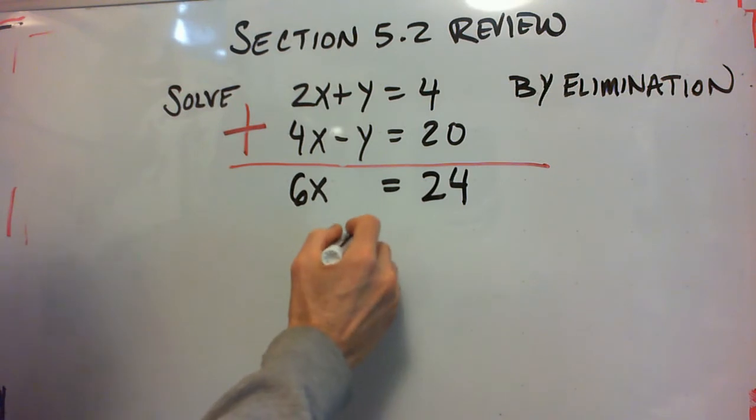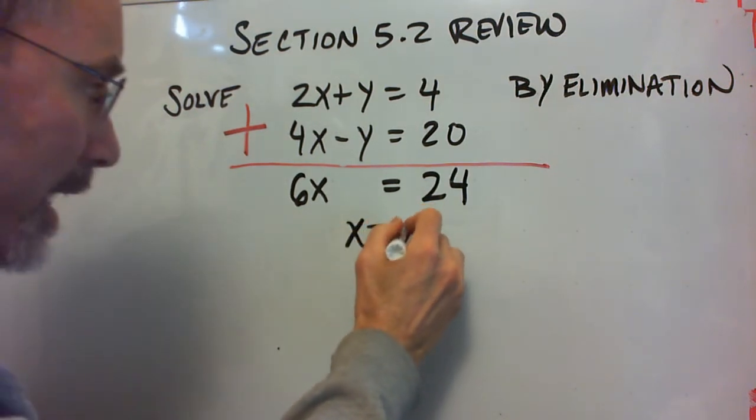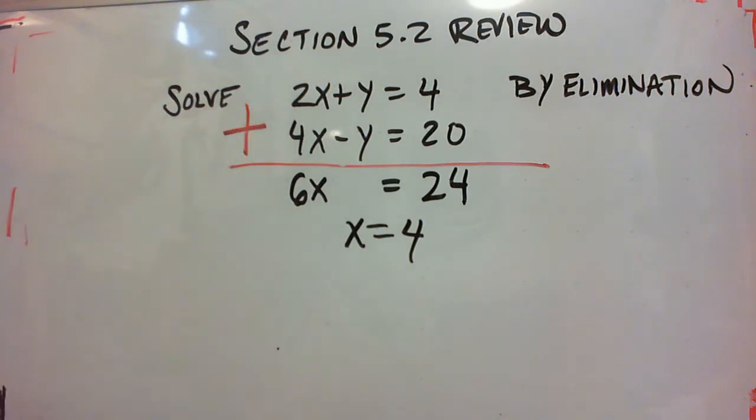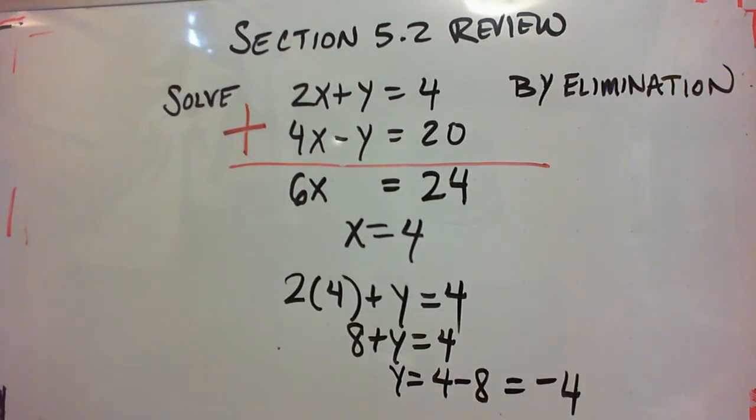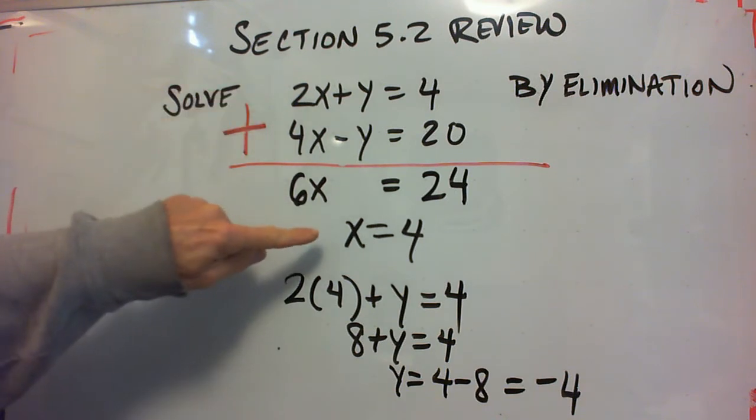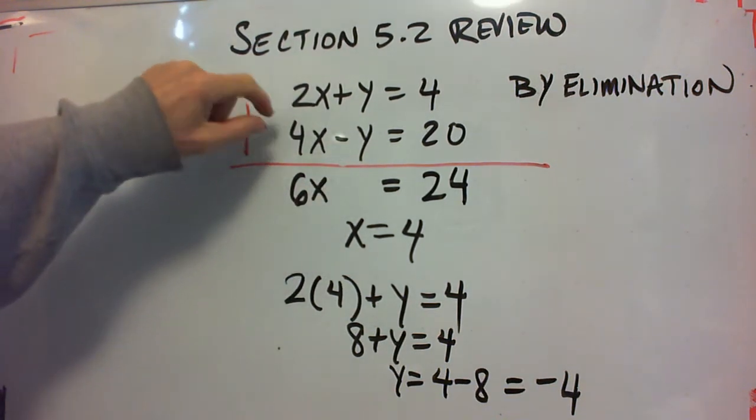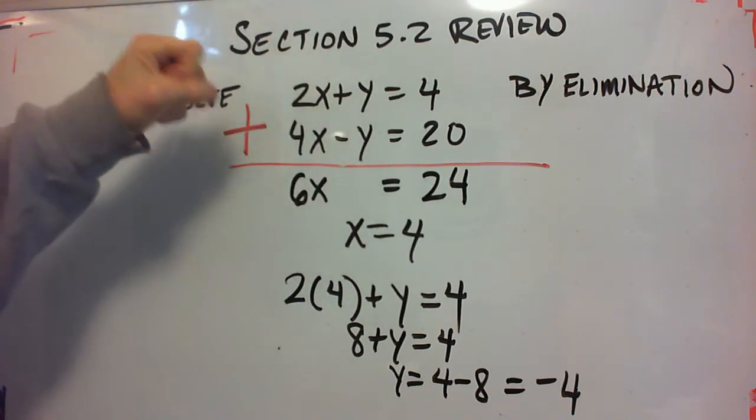6 times 4 is 24. So x is 4. We can plug that answer into either of these equations to solve for y. So why don't you do that? Now, there's usually an easier and harder way of doing this. I'm going to plug the 4 into the top equation because we have plus y rather than minus y.